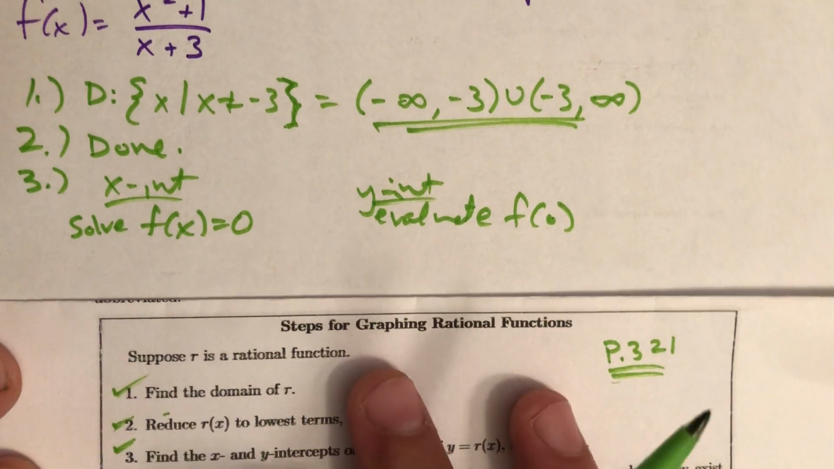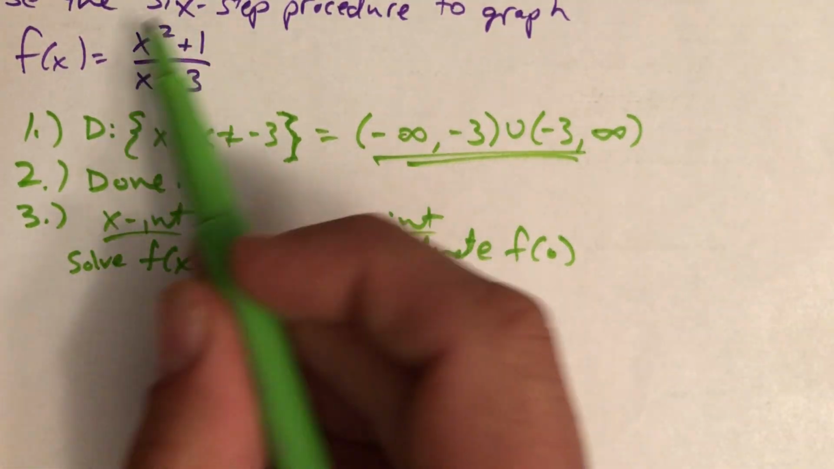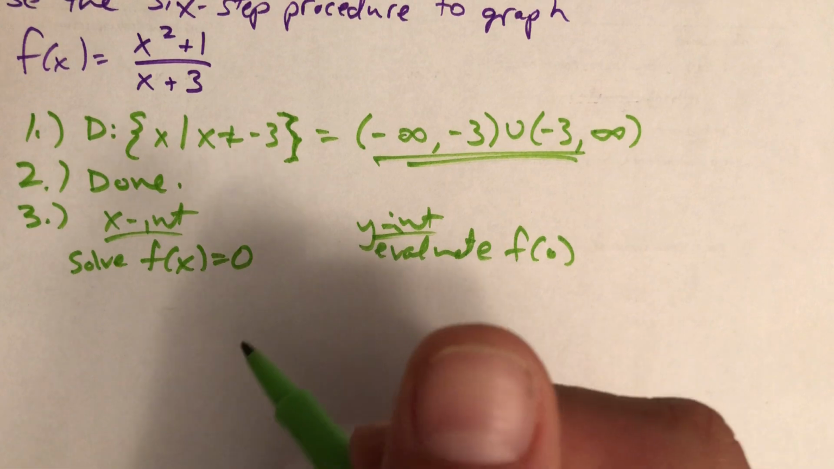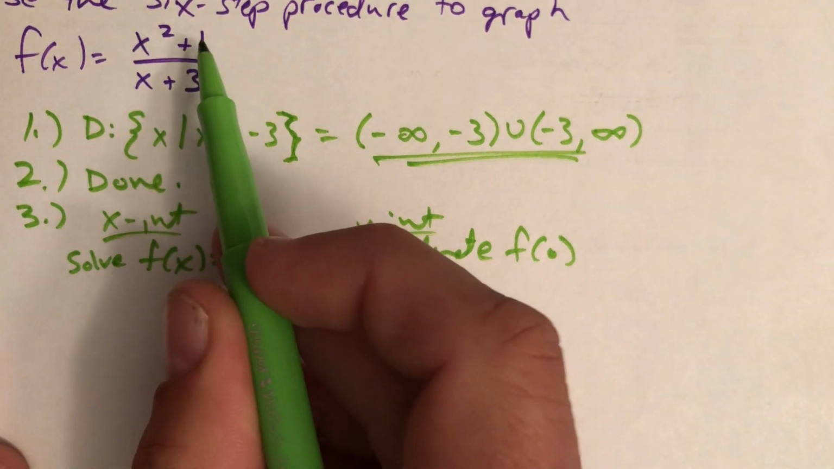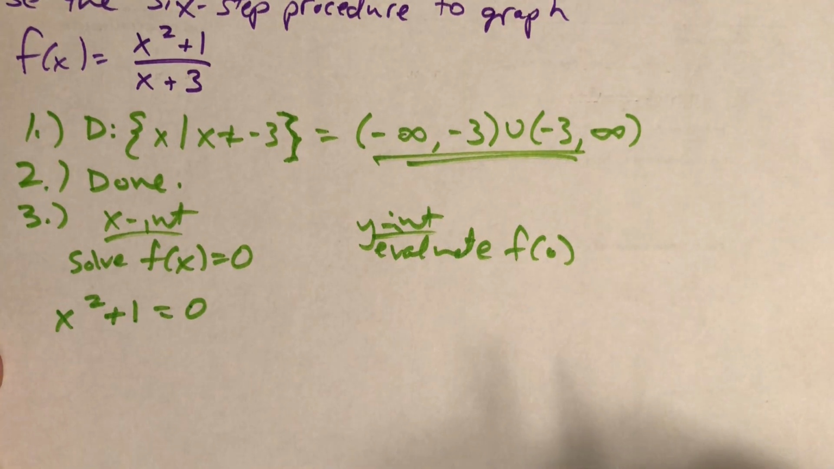So again, there is our function up there. Let me get rid of this. So we want to know where this function is equal to 0, which really boils down to where the numerator is 0. So we've got x squared plus 1 equals 0. So we want to solve that.